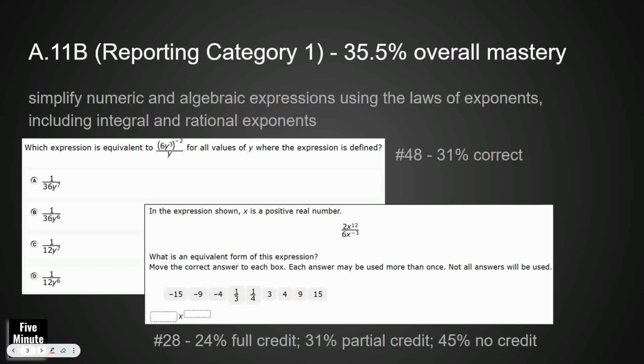So let's start with A.11b, simplifying numeric and algebraic expressions. It's the laws of exponents. And so we really struggle with both of these, right? Let's take a look first at number 28. You see it is a two-part problem. We've got drag and drop here.